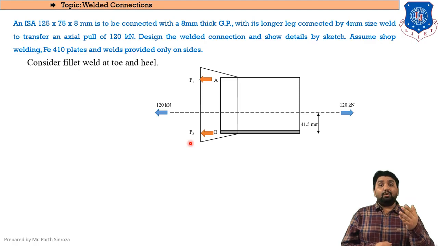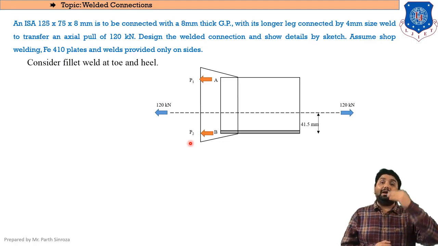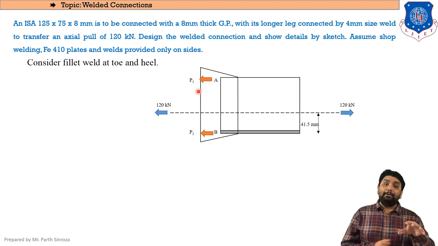From P1, we could identify LW1, that will be the length of weld on the upper part, and from P2, we could identify the length of weld on the bottom part. Clear? This way you will always be identifying the length of welds when symmetric sections are not given in the question. Clear? Now how to find these loads?